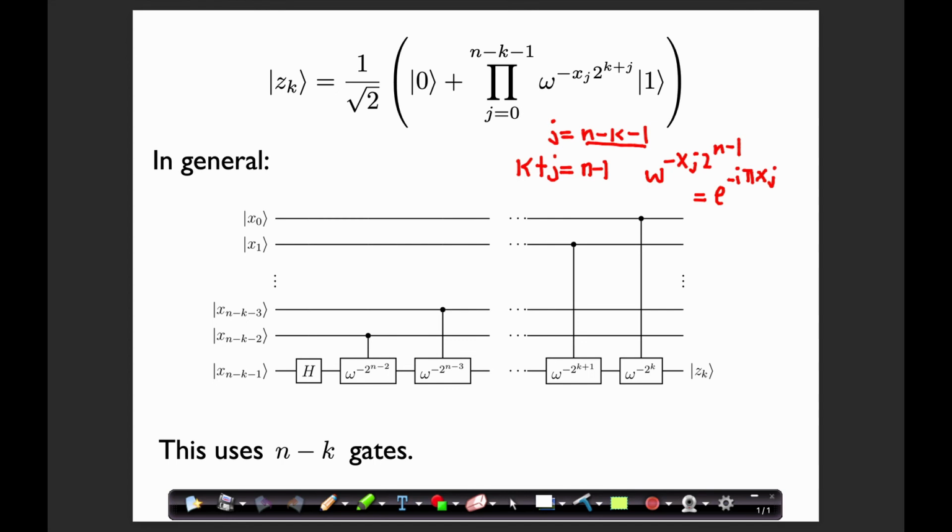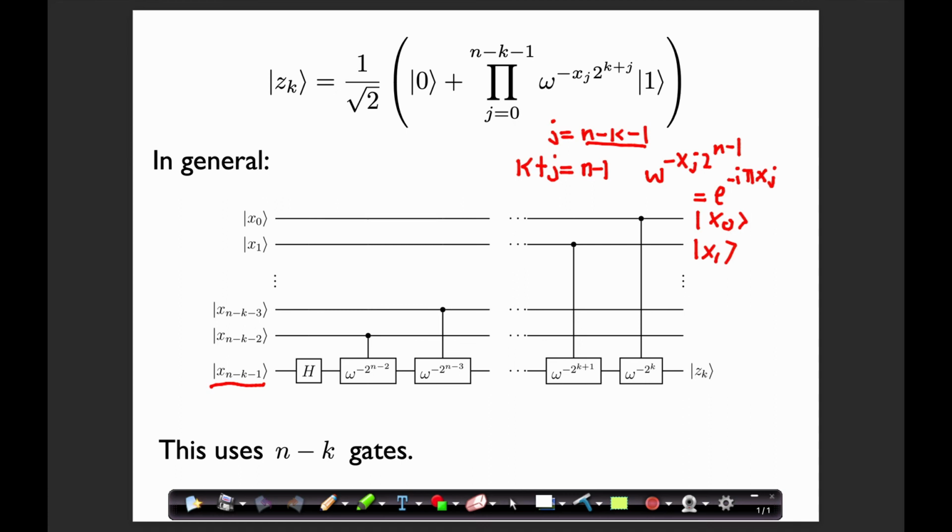Okay, and notice that we're only modifying this wire, right? These are all just conditional operations here. So at the end of the day, here we still have x0, and here we still have x1, okay, etc. And here we've created z_k. Okay, so that's very important for how we're going to globally design the circuit.